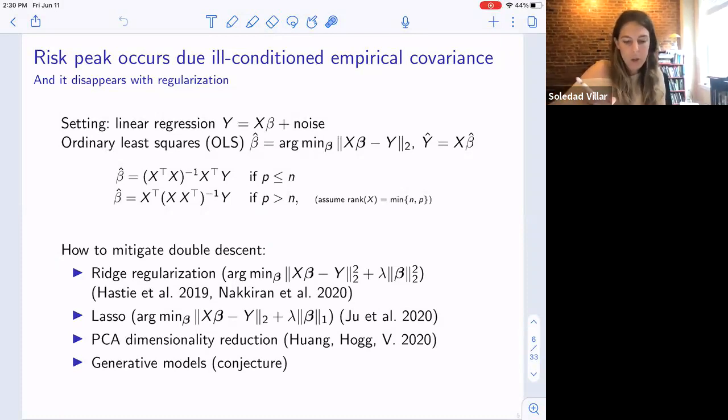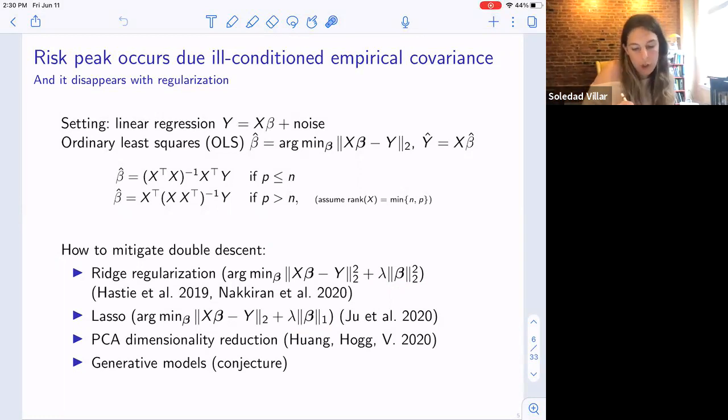In particular, there's this paper by Nakkiran and collaborators in 2020, where they show that they can mitigate this double descent phenomenon using ridge regularization, so basically by just regularizing the regression. Also, other forms of regularization like lasso will remove this behavior.